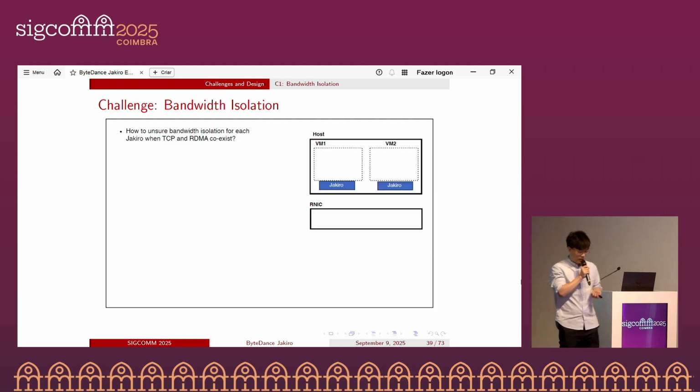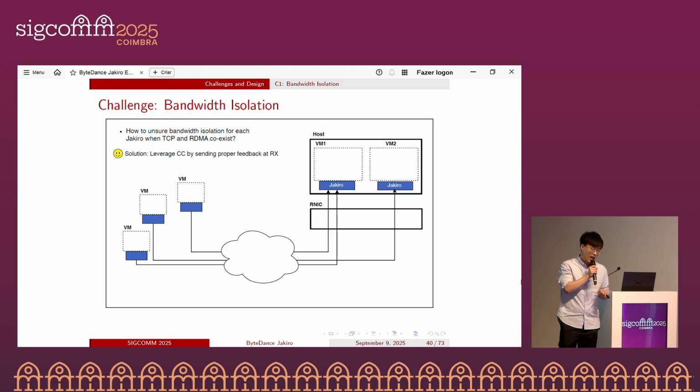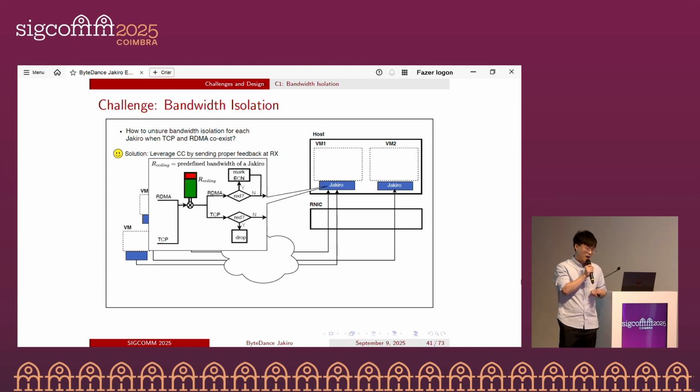So the first challenge is, how do we ensure bandwidth isolation for each Jakiro when TCP and RDMA coexist? So our initial idea is we can leverage congestion control by sending proper feedbacks at the receiver end. So this is how the solution goes. We attach each Jakiro with a token bucket, and we set up the sailing rate of the token bucket to be equal to the predefined bandwidth of Jakiro. And once we detect a red tag, we initiate the back pressure signal. We do ECN marking for RDMA, and we drop packets for TCP.